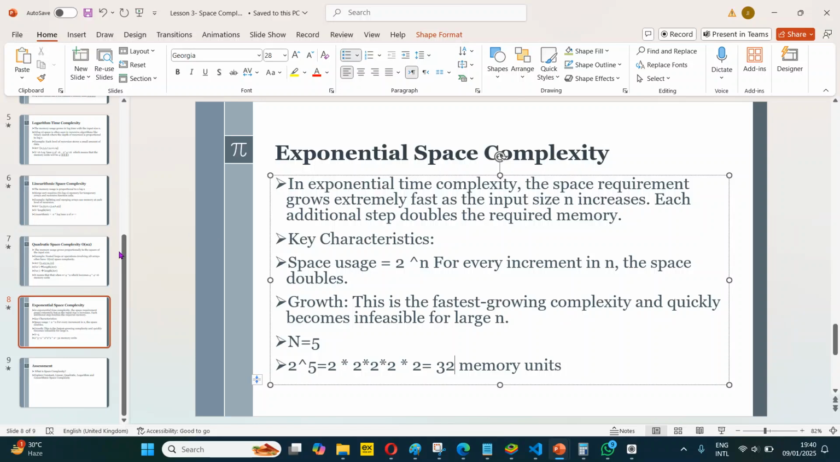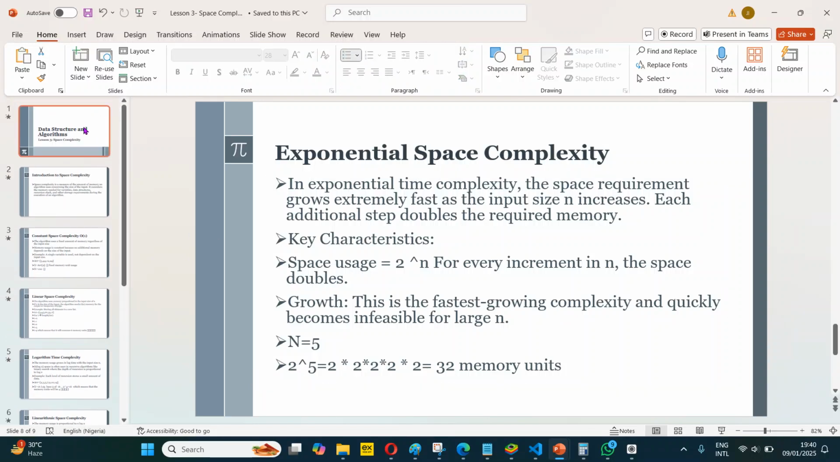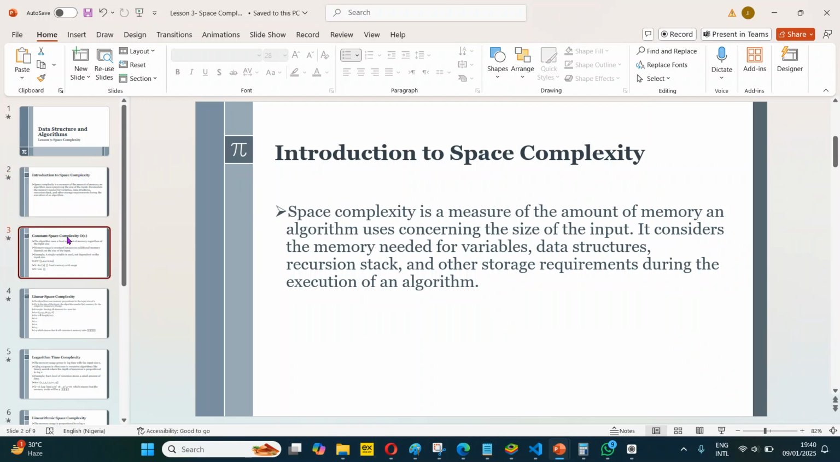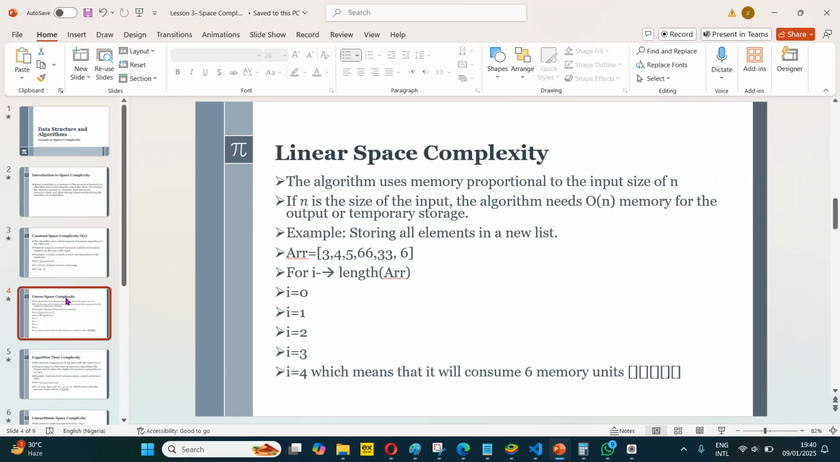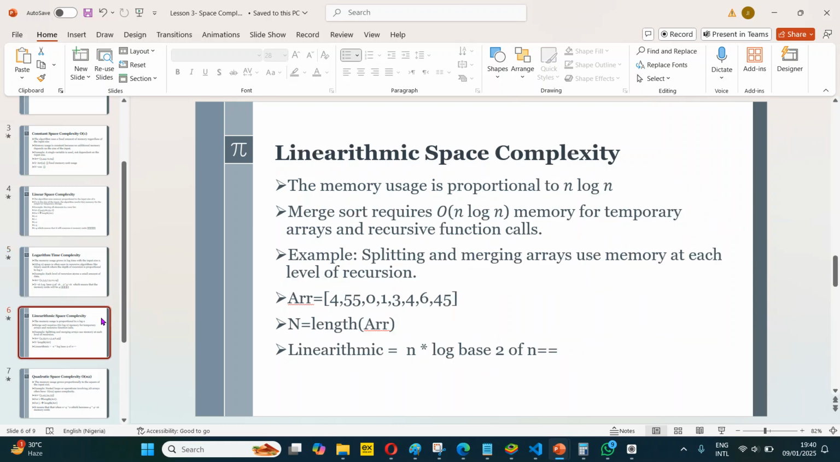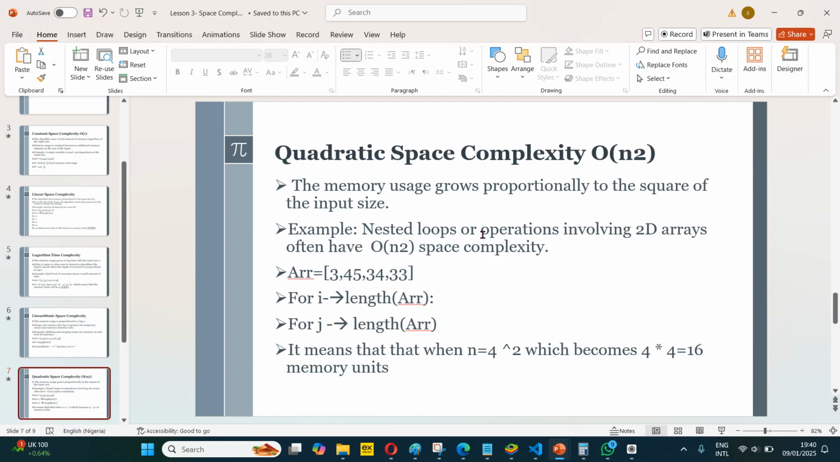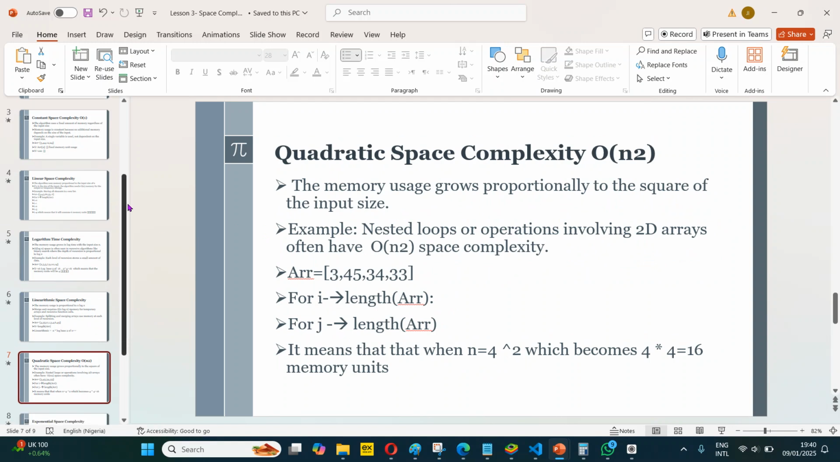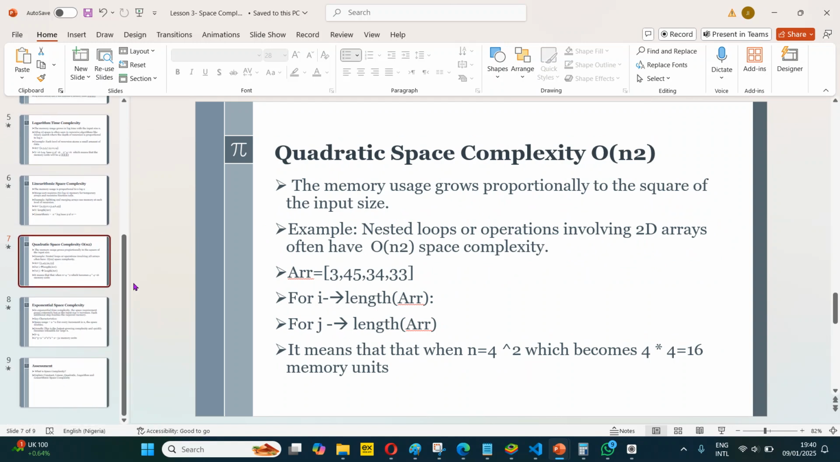We have seen good examples of space complexity, where we looked at constant space complexity, linear space complexity, logarithmic space complexity, linearithmic space complexity, and quadratic space complexity. In our next lecture, we're going to be looking at recursion and backtracking.